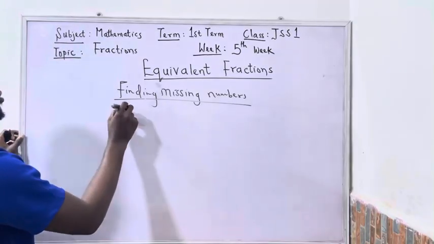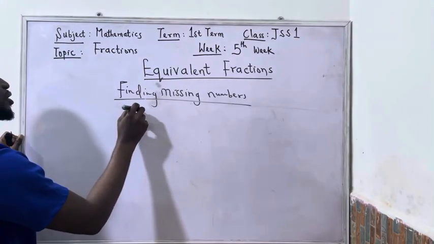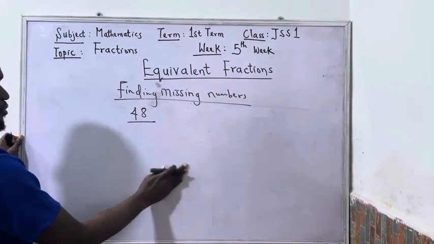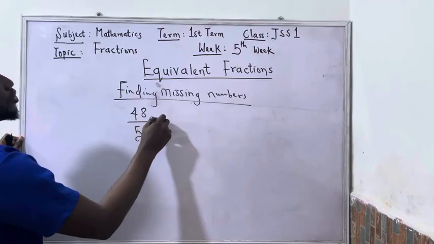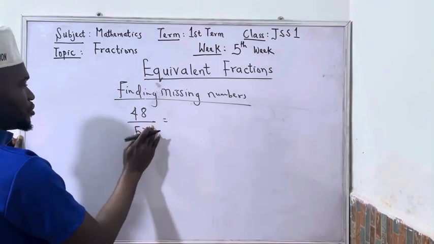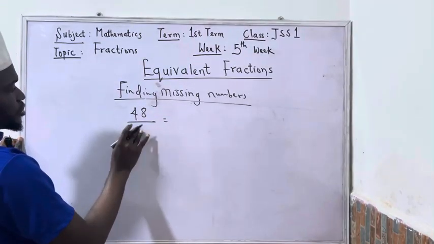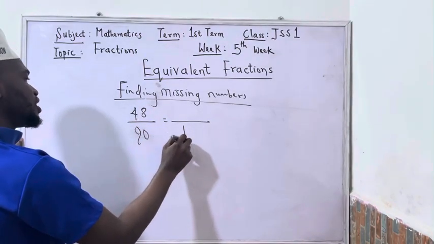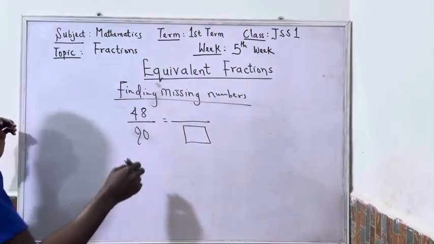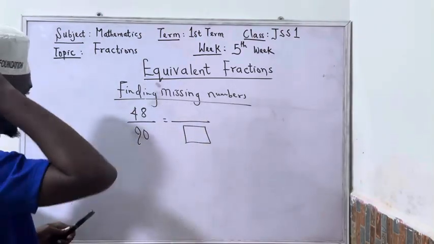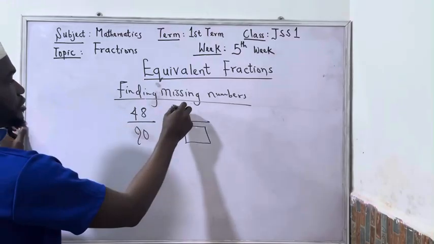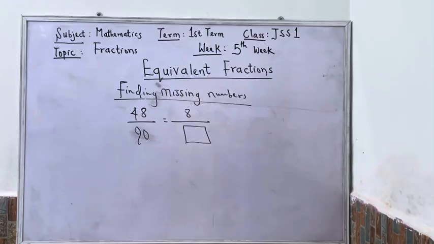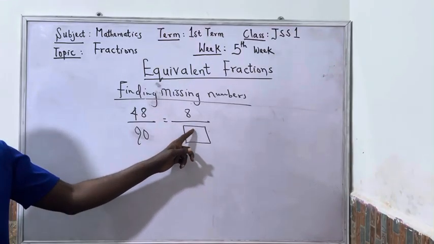For example, if you have 48 over a missing number, equal to 48 over 90, equal to, so we now have the missing number at the bottom. Then at the top we now have 8. So now, how do we know what will go in the box?